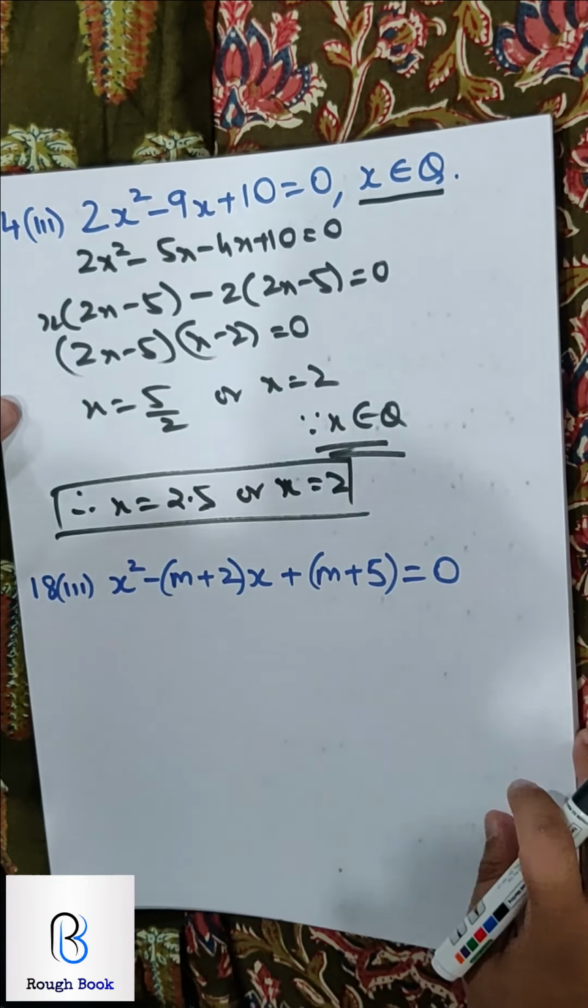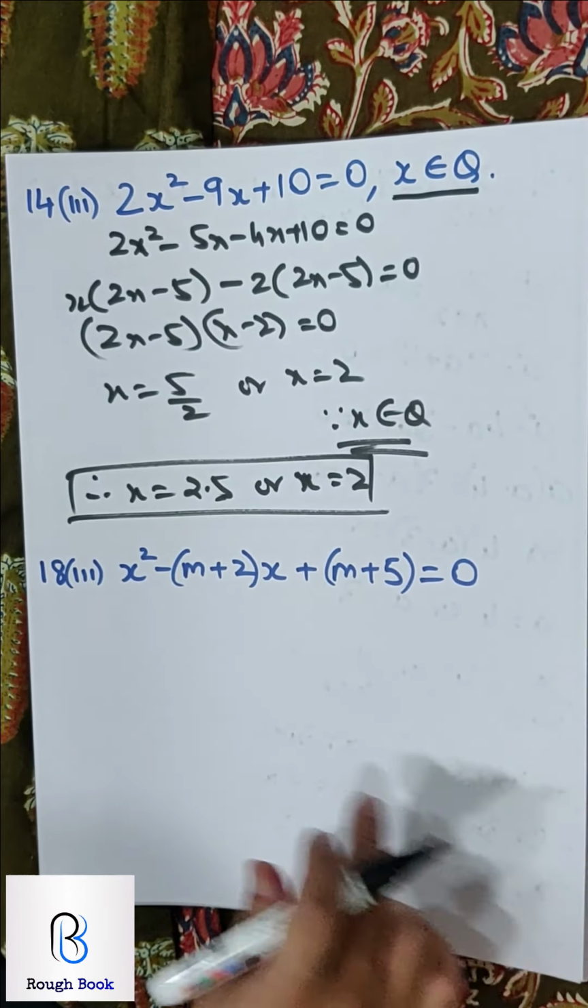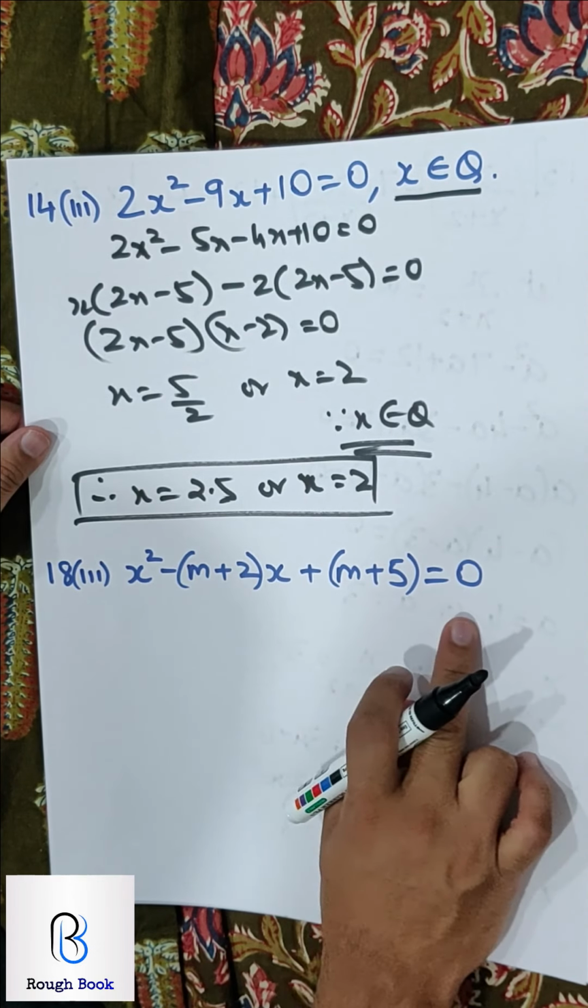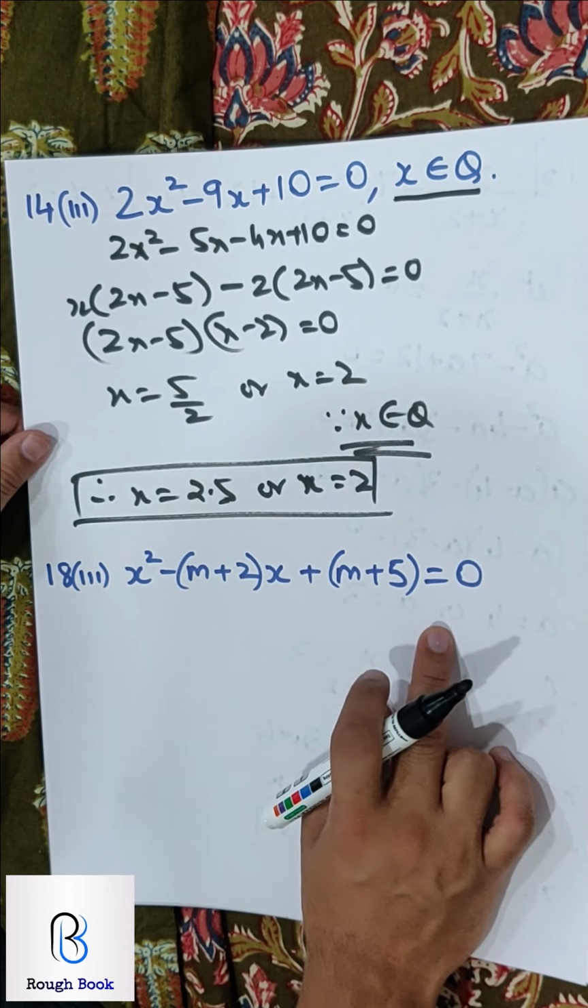Come on, 18 part 3. We'll go to 15 a little later on the next page, 15th or 16. But right now I want you to do 18 part 3. So 18 part 3 says this, where the roots are real and equal. Do you remember discriminant? Exactly, we are using that.